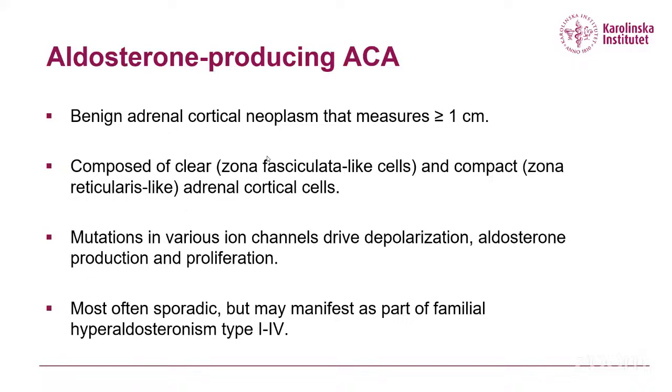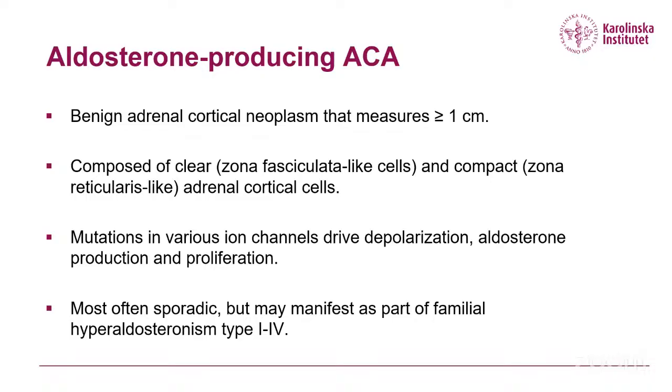So basically, what we have here is that aldosterone-producing adenoma is a benign entity measuring more than or equal to 1 centimeter. It's a solitary lesion. And it may, as I mentioned earlier, be composed of either clear cells, zona fasciculata-like cells, or compact eosinophilic cells looking more like the zona reticularis layer. So it's a mix, and by morphology alone, there's no way you can tell, at least not from my experience.